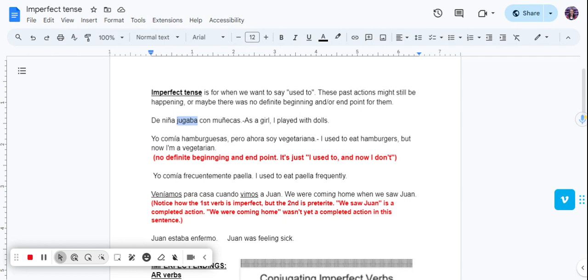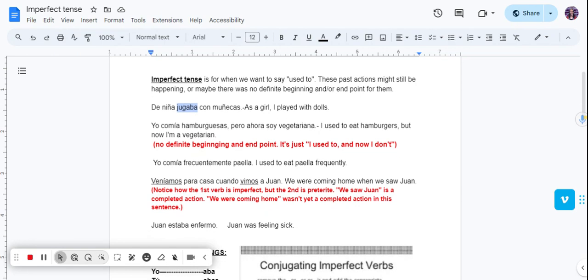There's no end point to that. Maybe I still play with dolls. You know, it's not like it ended one day or I completed an action. So you can get the sense for these kind of vague time periods, and you'll know you need to use the imperfect. Remember, this is only used to talk about the past. So if I say yo comía, and you might recognize this from the verb comer, notice how ER verbs get a different ending. Again, I'll show you all those endings in a minute.